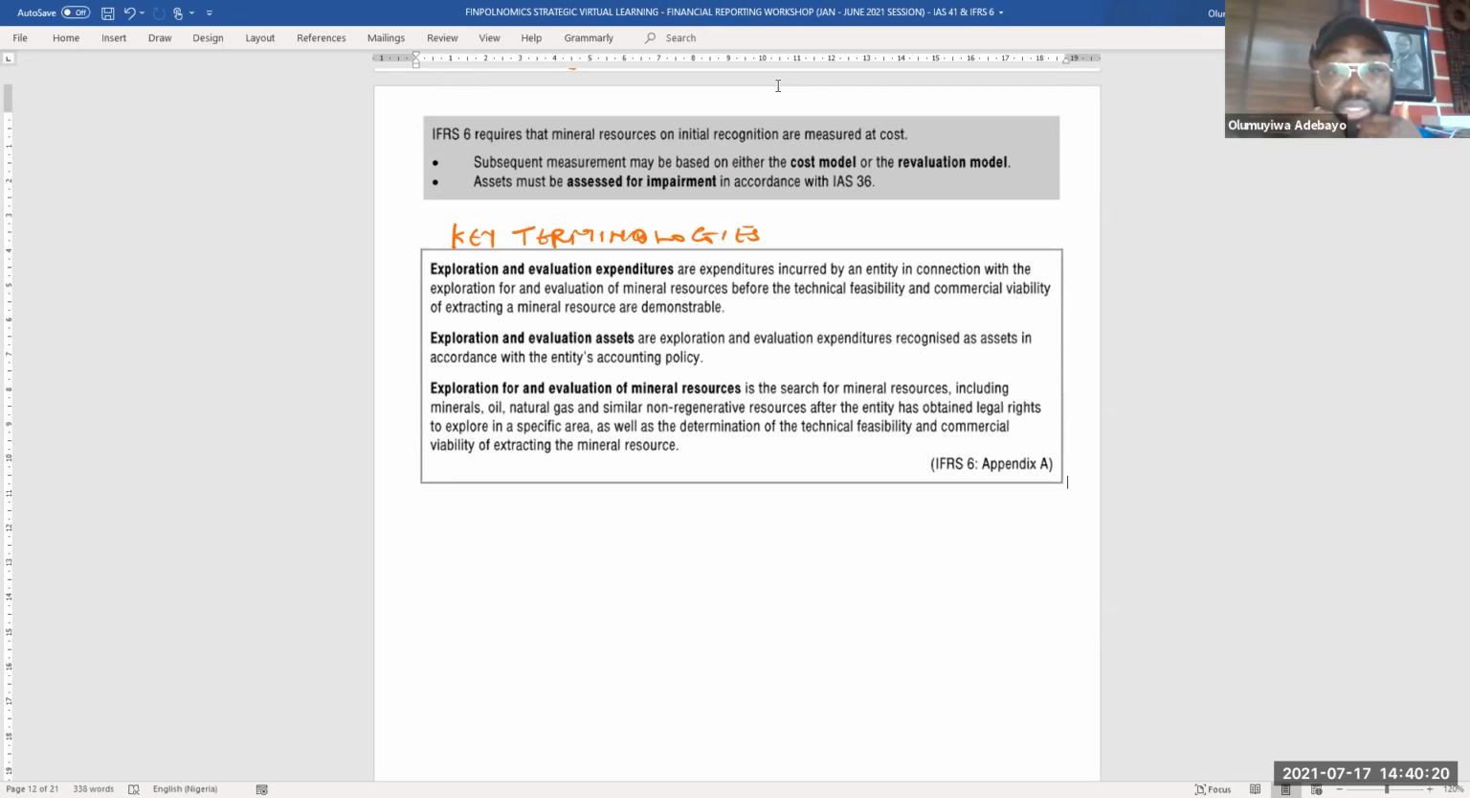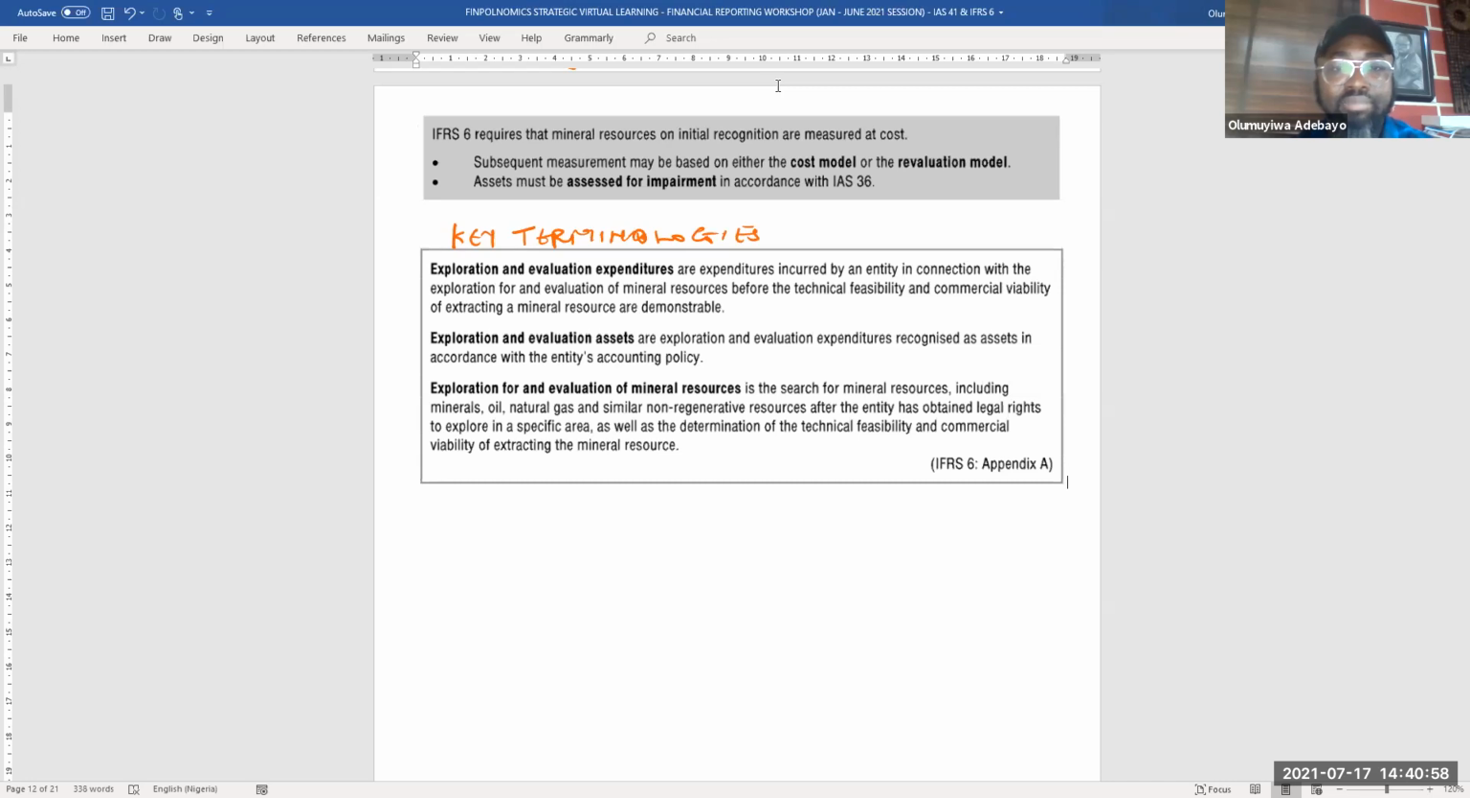Also, expenditure related to development of mineral resources must not be recognized as E&E assets under IFRS 6. Okay, but such can be recognized under IAS 38 or any other standard, as the case may be. But take note, anything from the developmental phase to the production phase is totally outside the scope of IFRS 6. E&E assets qualify based on the fact that they are E&E expenditure that met minimum criteria. Okay, and that is that.